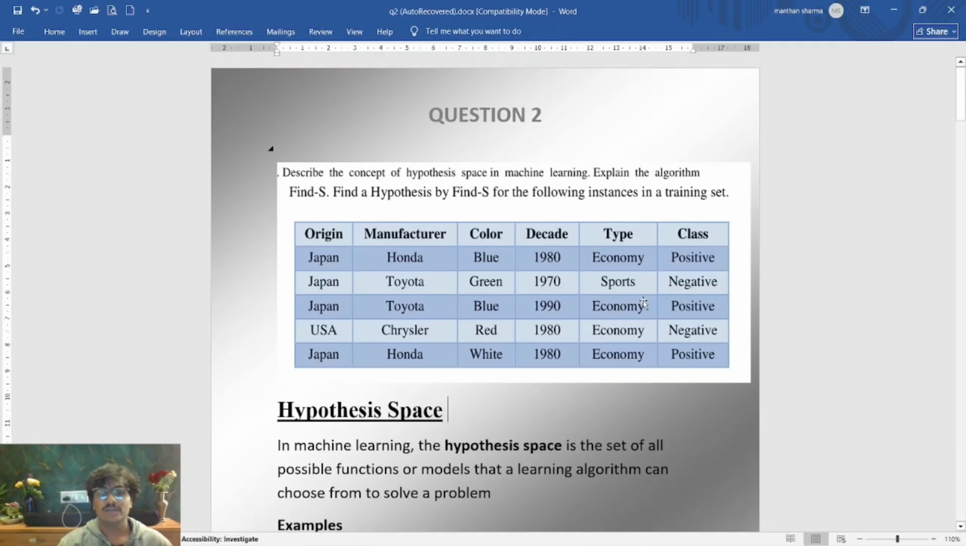Question number second. Describe the concept of hypothesis space in machine learning. Explain the algorithm Find-S. Find a hypothesis by Find-S for the following instance in training set. So we have a table: origin, manufacturer, color, decade, and type and classes.